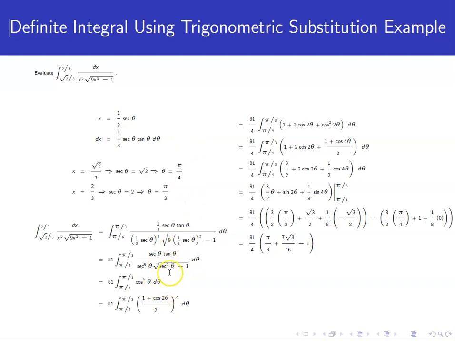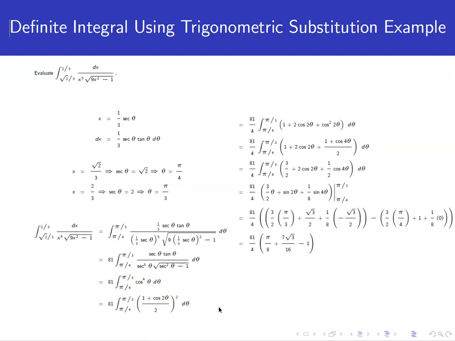Alright, what cancels? Well, secant squared theta minus 1 is tangent squared. The square root of that is tangent, and you've got 1 on top. So those two pieces cancel. I can cancel one secant with one of the secants on the bottom. That leaves us with secant to the 4th on the bottom. Moving it to the top, we get cosine to the 4th as our integrand.